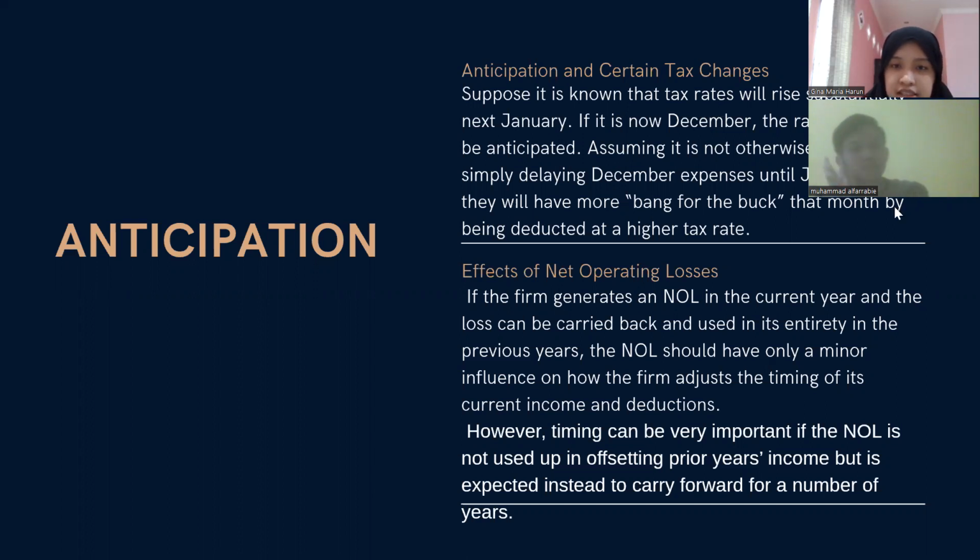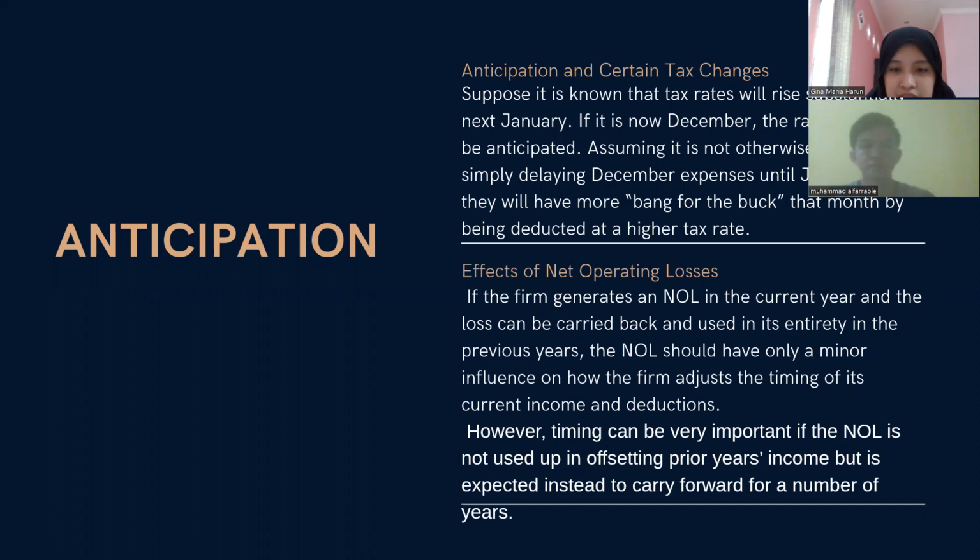The next topic is anticipation. Anticipation of a certain tax change: suppose it is known that tax rates will rise substantially next January. If it is now December, the tax change can be anticipated, assuming it is not otherwise harmful. Simply delaying a December expense until January means more bang for the buck that month, because the deduction is worth more at the higher tax rate.